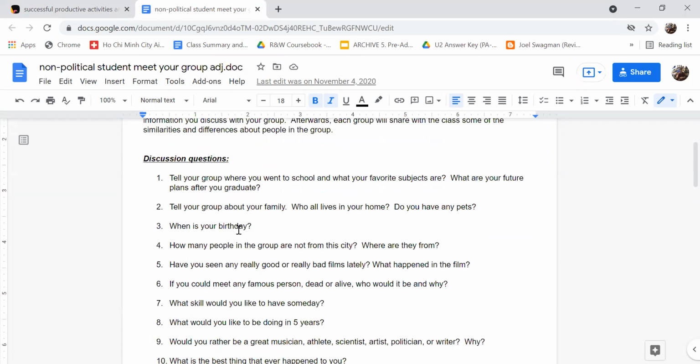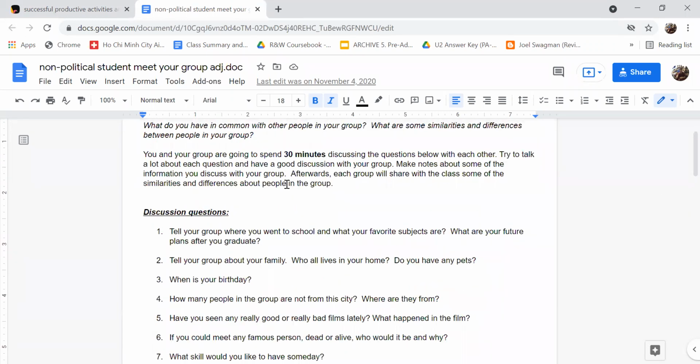Then at the end of the time, they organize this information and do a little presentation to the class about their group, sharing with the class some of the similarities and differences.